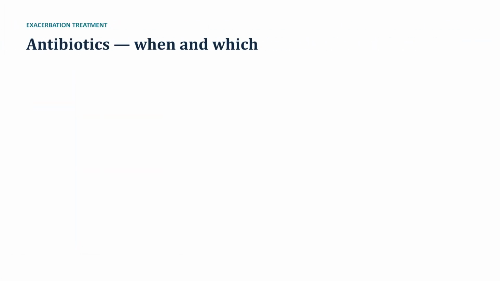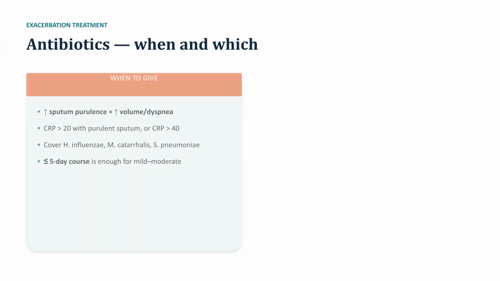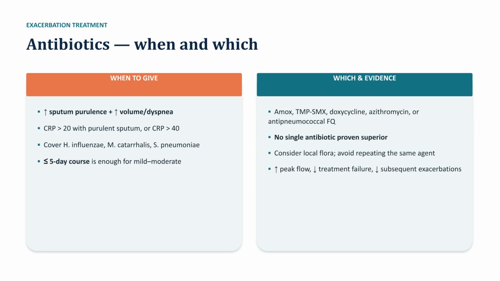Antibiotics help a subset of patients. Initiate them when you see increased sputum purulence combined with higher volume or dyspnea. Any standard respiratory antibiotic, like doxycycline or azithromycin, is acceptable. No single agent is superior, and a 5-day course is usually sufficient for mild to moderate disease.